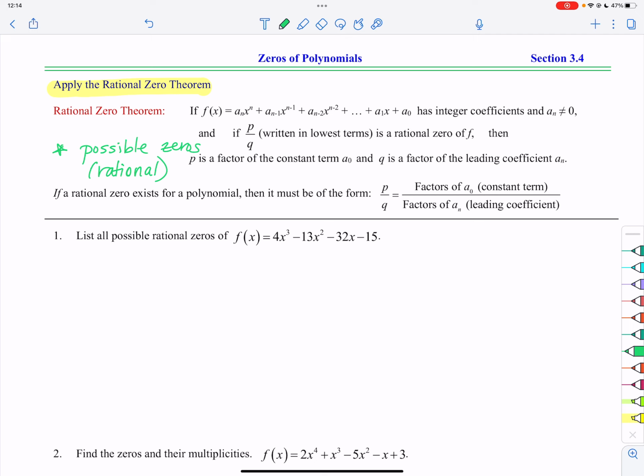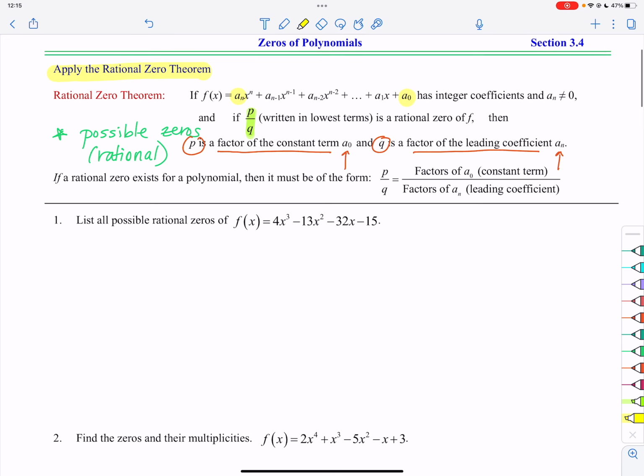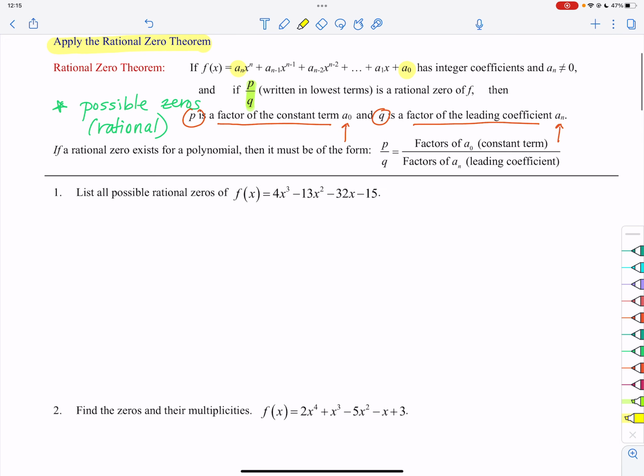So what we are going to do is write P over Q in its lowest terms. We are going to use P as a factor of the constant term, and Q as a factor of the leading coefficient, and each of these are denoted A sub 0 and A sub n. So we have A sub n, which is that leading coefficient, and A sub 0 is that constant. So we will make that ratio, and we will list all of the possible rational zeros. This is not a difficult topic, but you do need to know what you are doing.